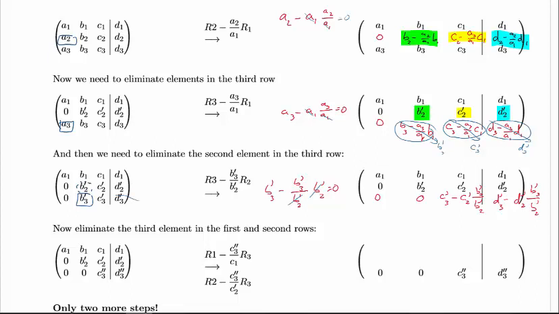And again, we're going to rewrite this number here as C3 double prime, and we're going to rewrite this number right here as D3 double prime.